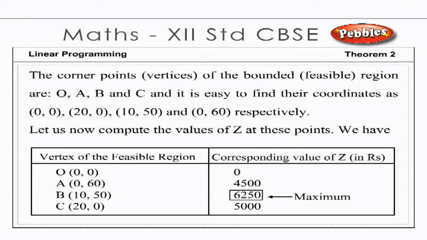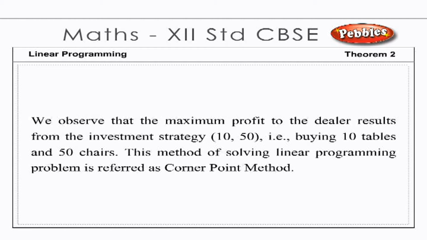The corner points, vertices, of the bounded feasible region are O, A, B and C, and it is easy to find their coordinates as (0, 0), (20, 0), (10, 50) and (0, 60) respectively. Let us now compute the values of Z at these points. We have the values as given below. We observe that the maximum profit to the dealer results from the investment strategy (10, 50), that is, buying 10 tables and 50 chairs. This method of solving a linear programming problem is referred to as the corner point method.